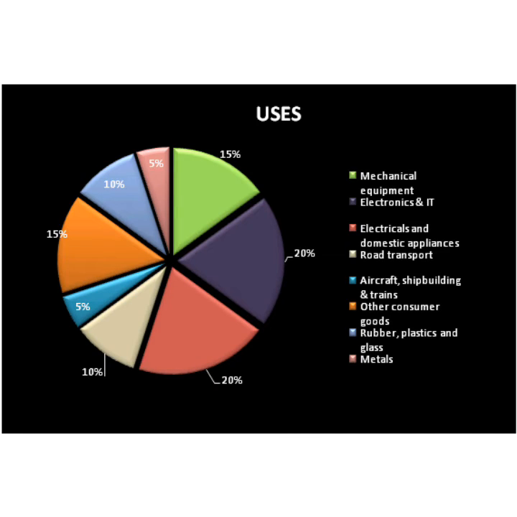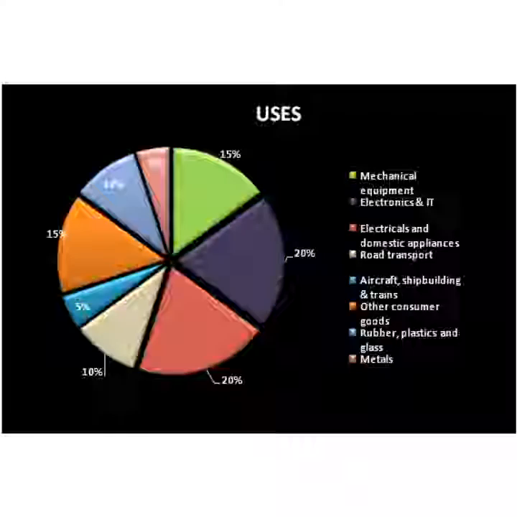According to this data, beryllium is used as follows: 15% for mechanical equipment, 20% for electrical and IT, 20% for electrical and domestic appliances, 10% for road transport, 5% for aircraft, shipbuilding and trains, 15% for other consumer goods, 10% for rubber, plastic and glass, 5% for metals.